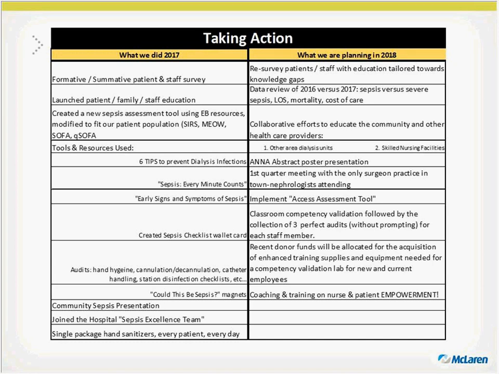So what we're planning in 2018 is to resurvey and re-educate. We've got a number of new patients, and we know that some of our patients have forgotten the information we presented last year, so it's an ongoing process of education.